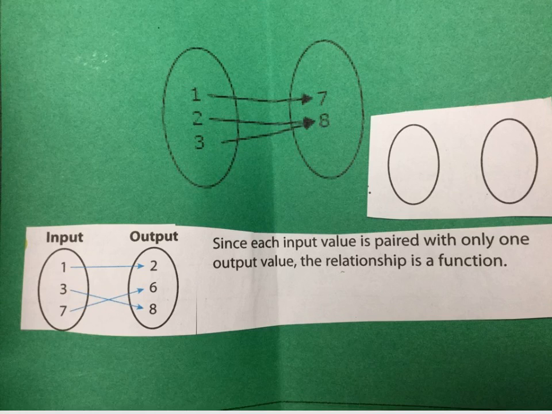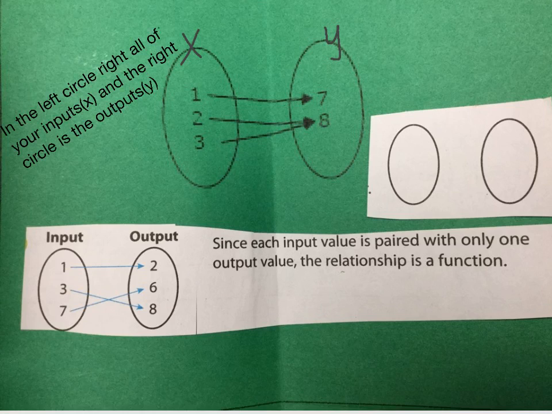Okay, mapping diagram. When you're doing a mapping diagram, you need to know input, or x, is on the left, y is on the right. If each number only has one arrow coming off of it, that's how you know it's a function. So I'm going to pause this real quick. Okay, in the left circle, write all of your inputs, and the right circle is all the outputs. This is talking about if you're writing your own, which we're going to in a second.